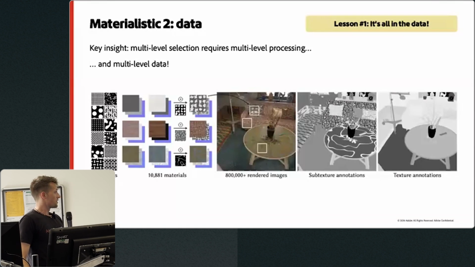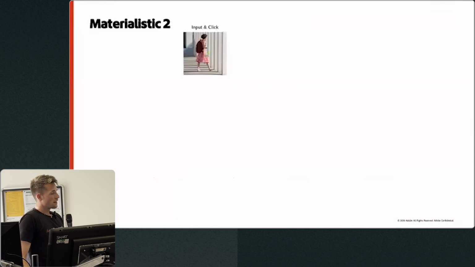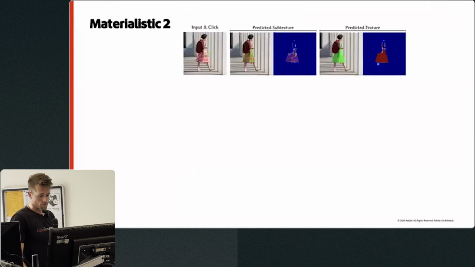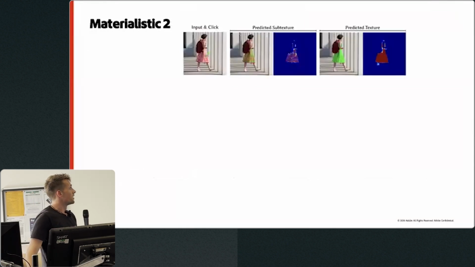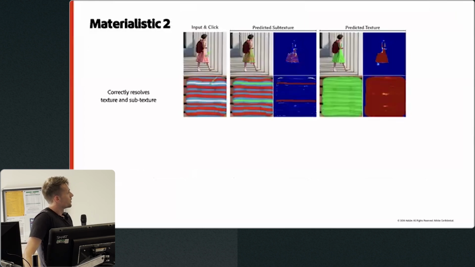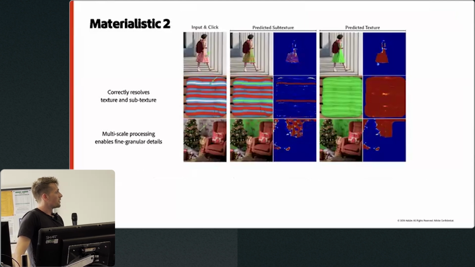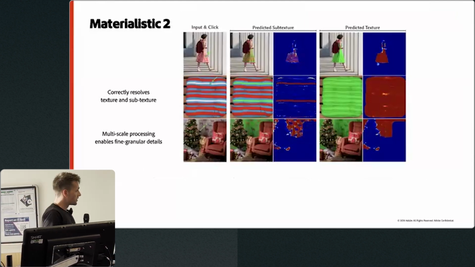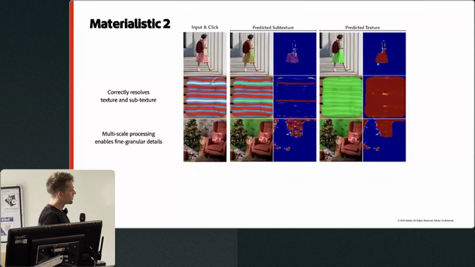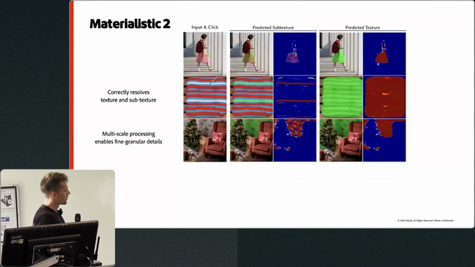And if you have this data, it's relatively straightforward to train such an architecture. And we discovered that it works really well, actually. Here you can see on the skirt the two-level prediction, first the subtexture and then the texture. This works on real-world images. Most cases were resolved correctly. Because of this multi-level processing, you can now resolve fine-grained details. So here you can see the horns of the antlers are correctly selected in the mask here.